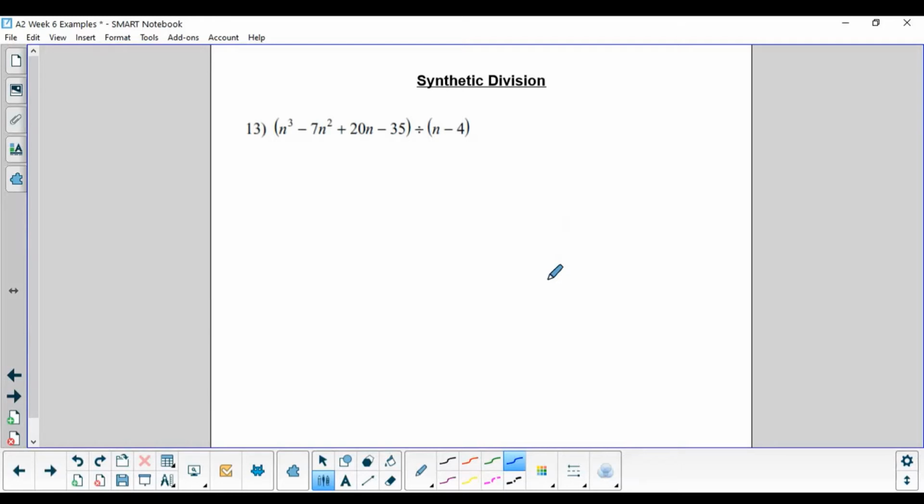The last group of problems on your homework are all about division. Remember, we learned two ways to divide, synthetic division and long division. I'll first go over synthetic division. That's going to be the easiest one to use.